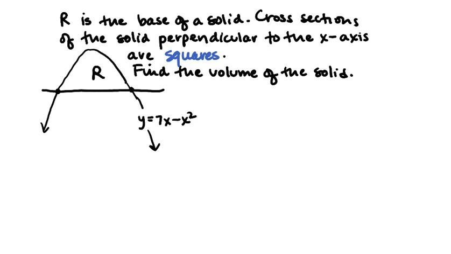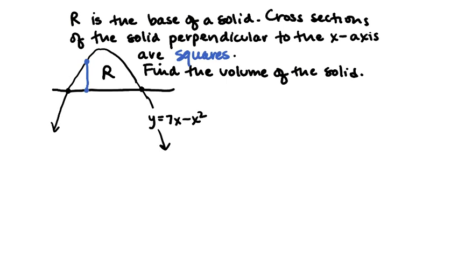Next, I'm going to work with the same region, except I'm going to build on top of it cross-sections perpendicular to the x-axis that are squares. This is similar to the last one, except here the height of the object is going to be considerably more than before, because remember the height of a square is the same as its base. So this is going to be a strange looking object, but we're going to take the same approach to write an integral to represent the volume.